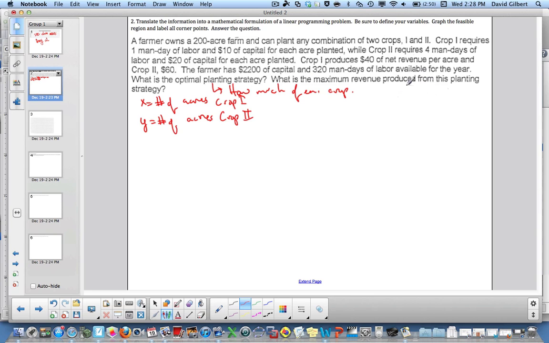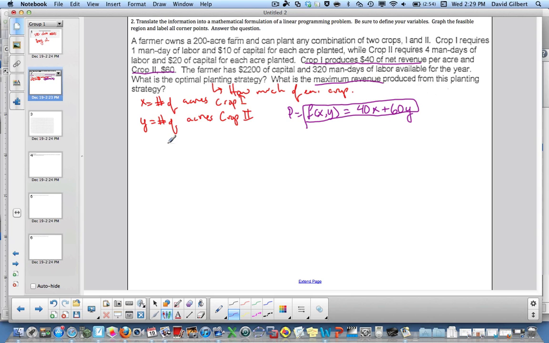What is the maximum revenue produced from the planting? So the maximum revenue, that's going to give us our max min function. I always use f of xy. It's P equals f of xy, doesn't matter which way you name it. It says there's a $40 net revenue on crop 1 and a $60 net revenue on crop 2. So that's $40 for every acre of crop 1, plus $60 for every acre of crop 2. So here's our max min function.